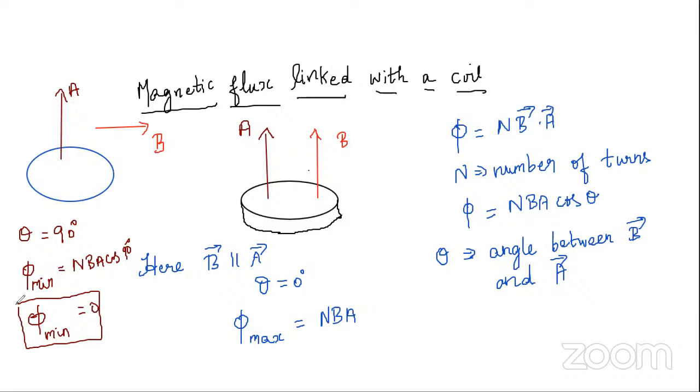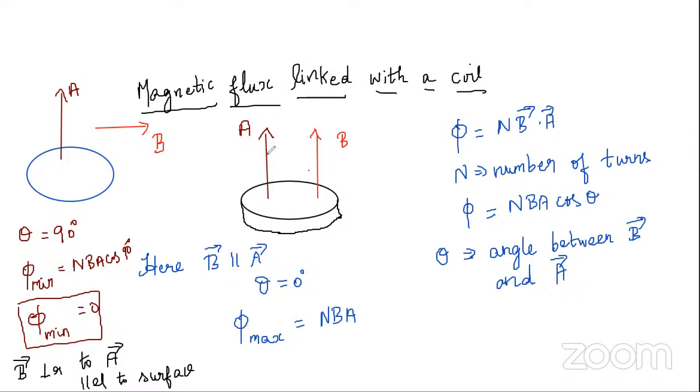So this means the magnetic field is parallel to the surface. So that means it is perpendicular to the area vector. What is the meaning of this? Let me write here. When the flux is minimum, that means the magnetic field is perpendicular to the area vector. In other words, it is parallel to the surface. In both ways you can mention that.